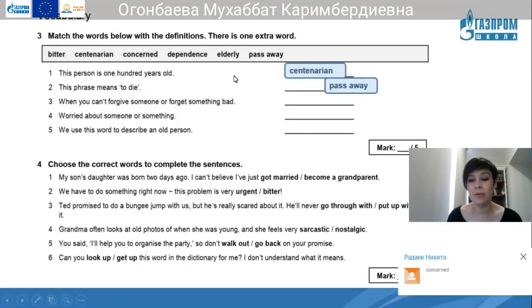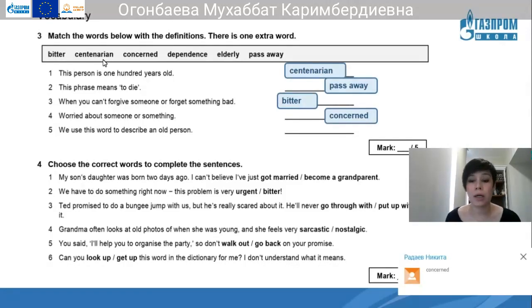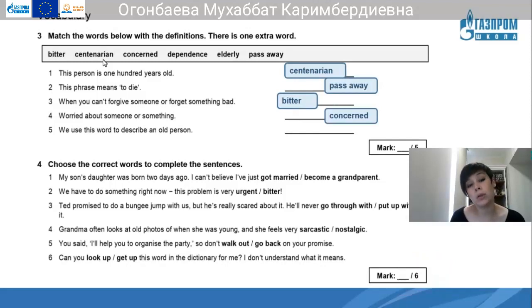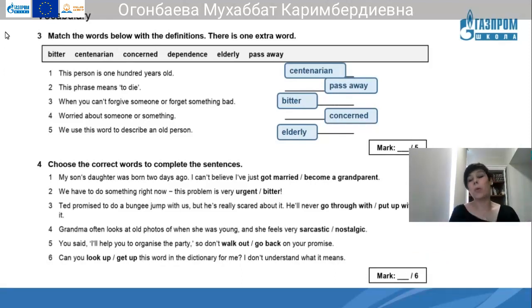Worried about someone or something. So, worried about someone or something. Concern. I would like you to review the vocabulary once again before the test. We use this word to describe an old person, not the person who is over 100, but someone who is elderly. Yes. So now we have to choose the proper word.